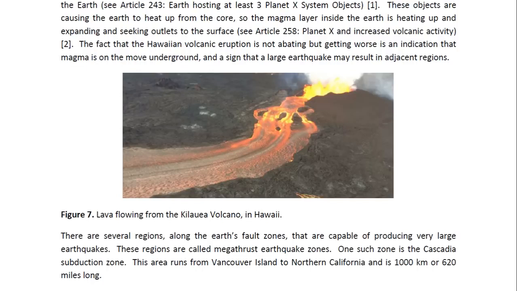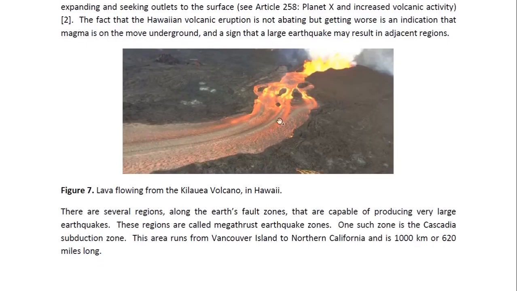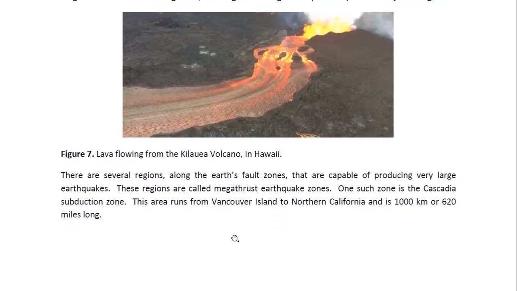So this indicates that indeed the magma inside the Earth is heating up and expanding, and therefore seeking ways to reach the surface. And obviously it has found a way at this Hawaiian volcano. Now, there are several regions along the Earth's fault zones that are capable of producing very large earthquakes. These regions are called Megathrust earthquake zones.